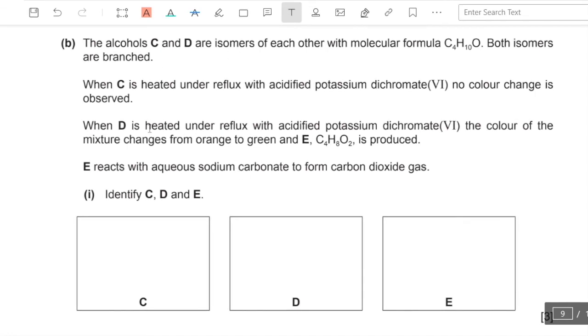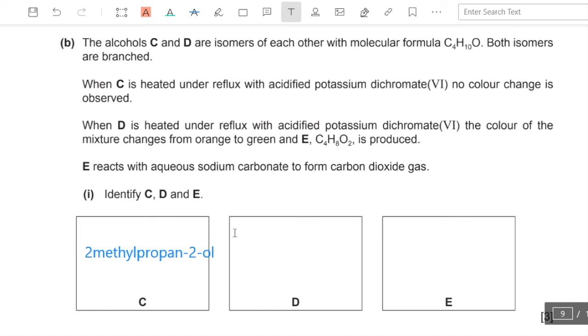So I'll start by identifying C, which is a tertiary alcohol, and that would be 2-methylpropan-2-ol. D is going to be a primary alcohol, but as the question mentioned, it is going to be branched.